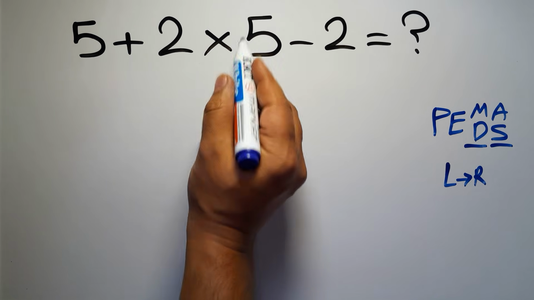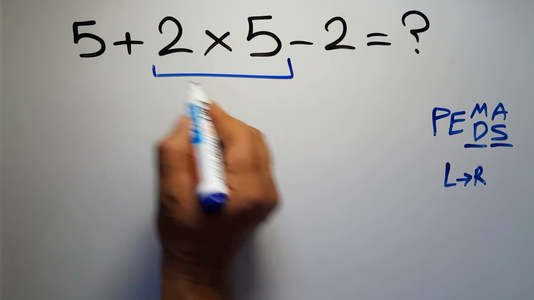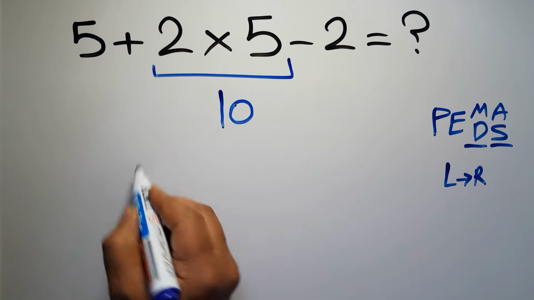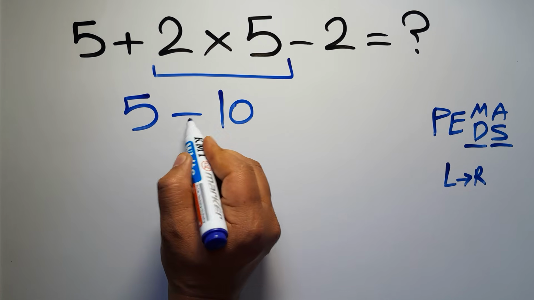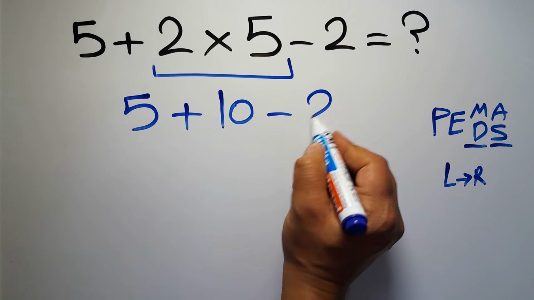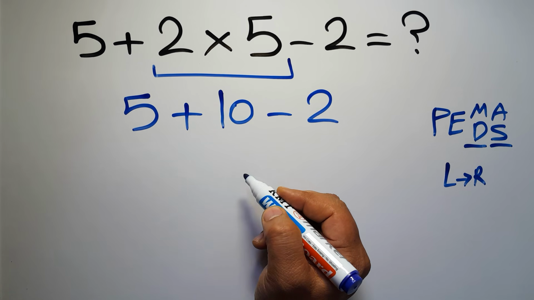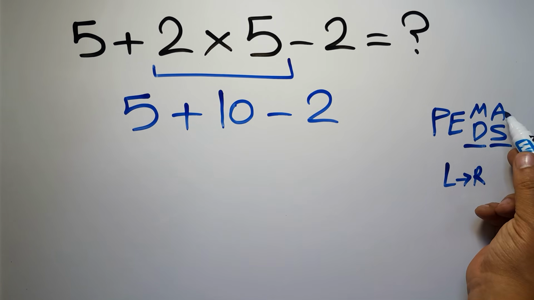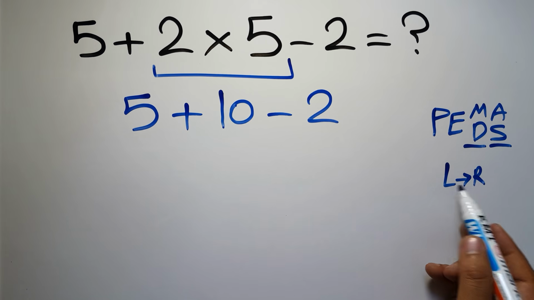So first we have to do this multiplication. 2 times 5 equals 10. So 5 plus 10 minus 2. Now we have one addition and one subtraction. As I said, addition and subtraction have equal priority and we have to work from left to right.